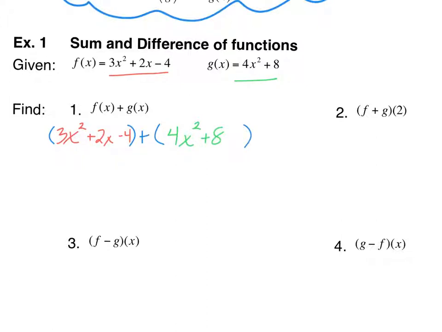And then we just add them together. So I'm looking for like terms. When you add like terms, you just add the coefficients. The variable string stays the same. So 3x squared and 4x squared is 7x squared. So I took care of these. And then the 2x, there's no other term to go with the 2x. And then finally your constants, negative 4 and positive 8, would be a positive 4.